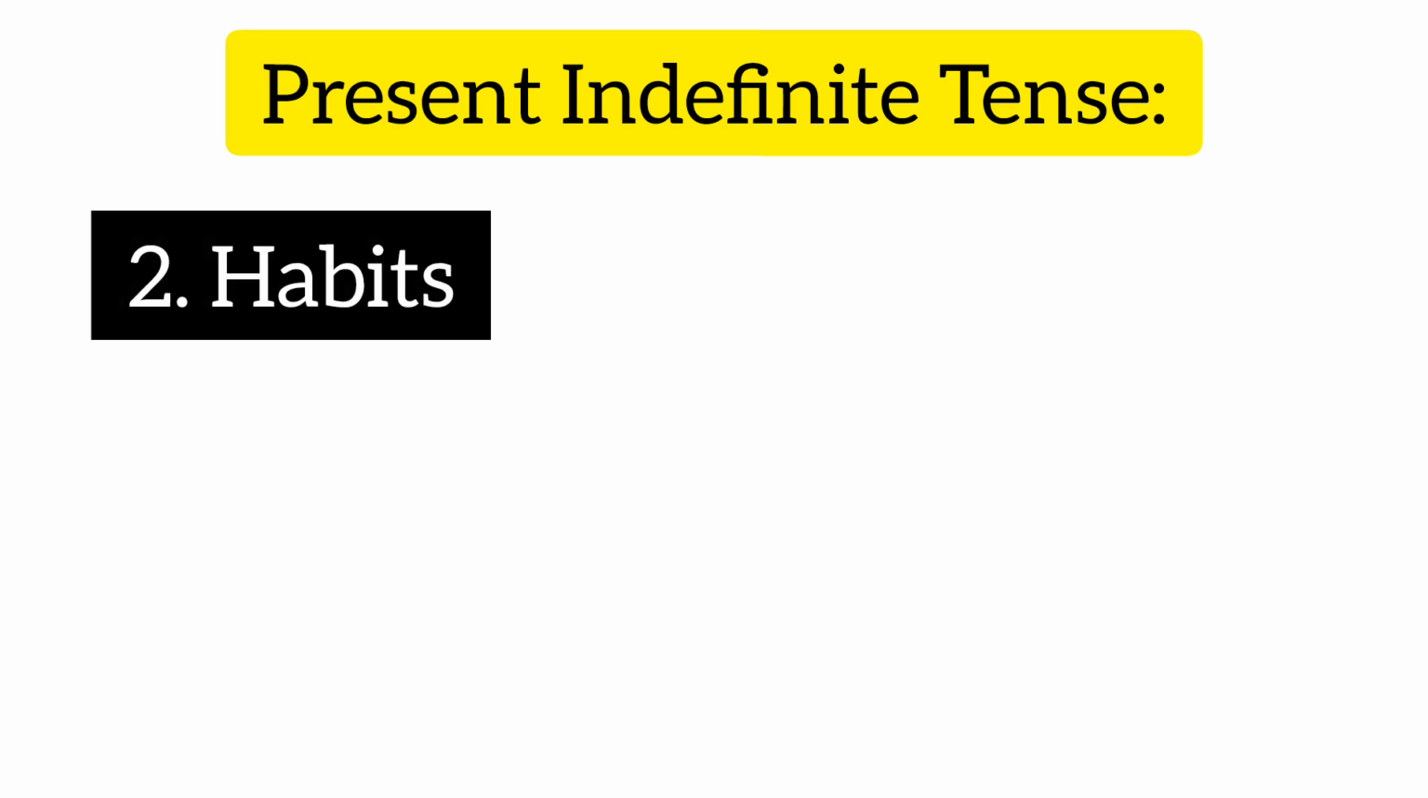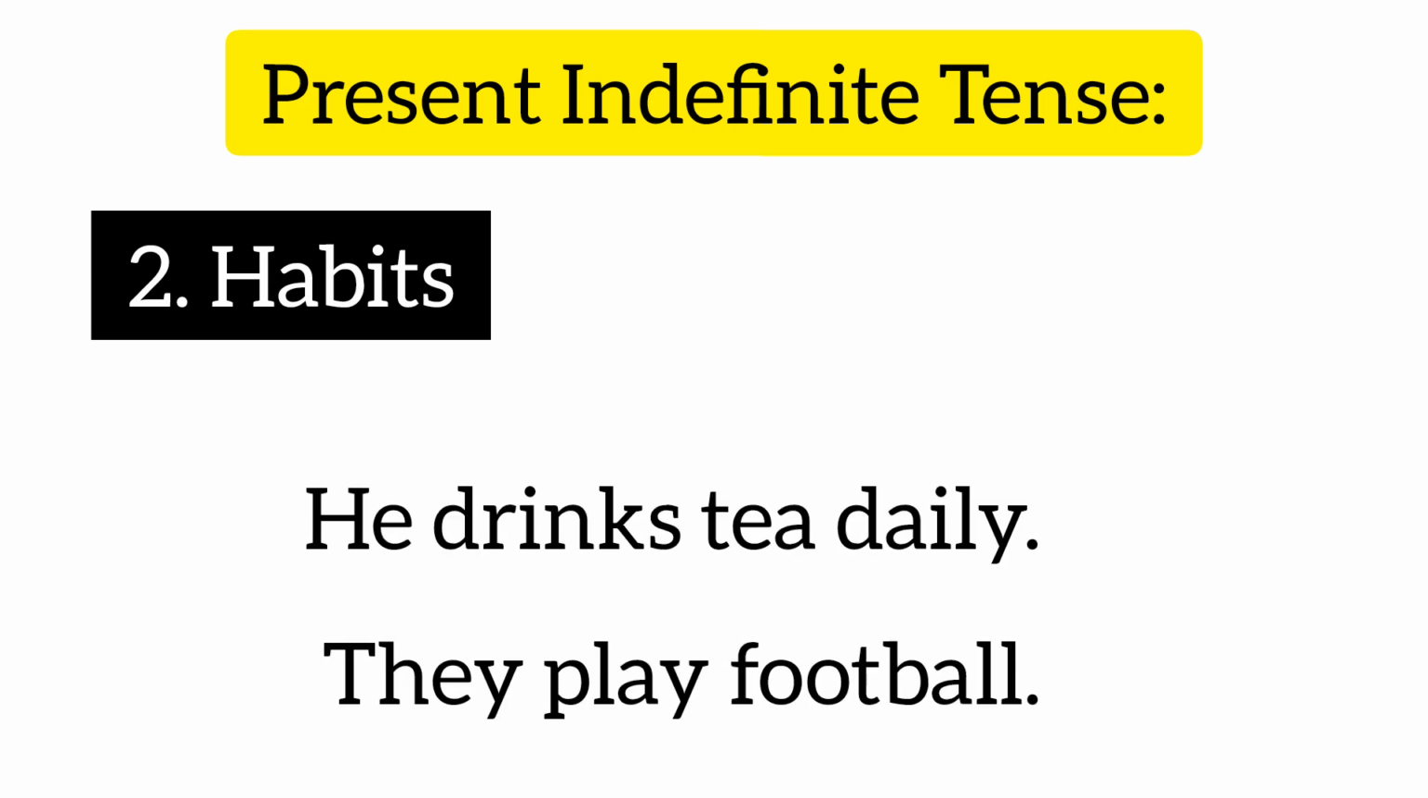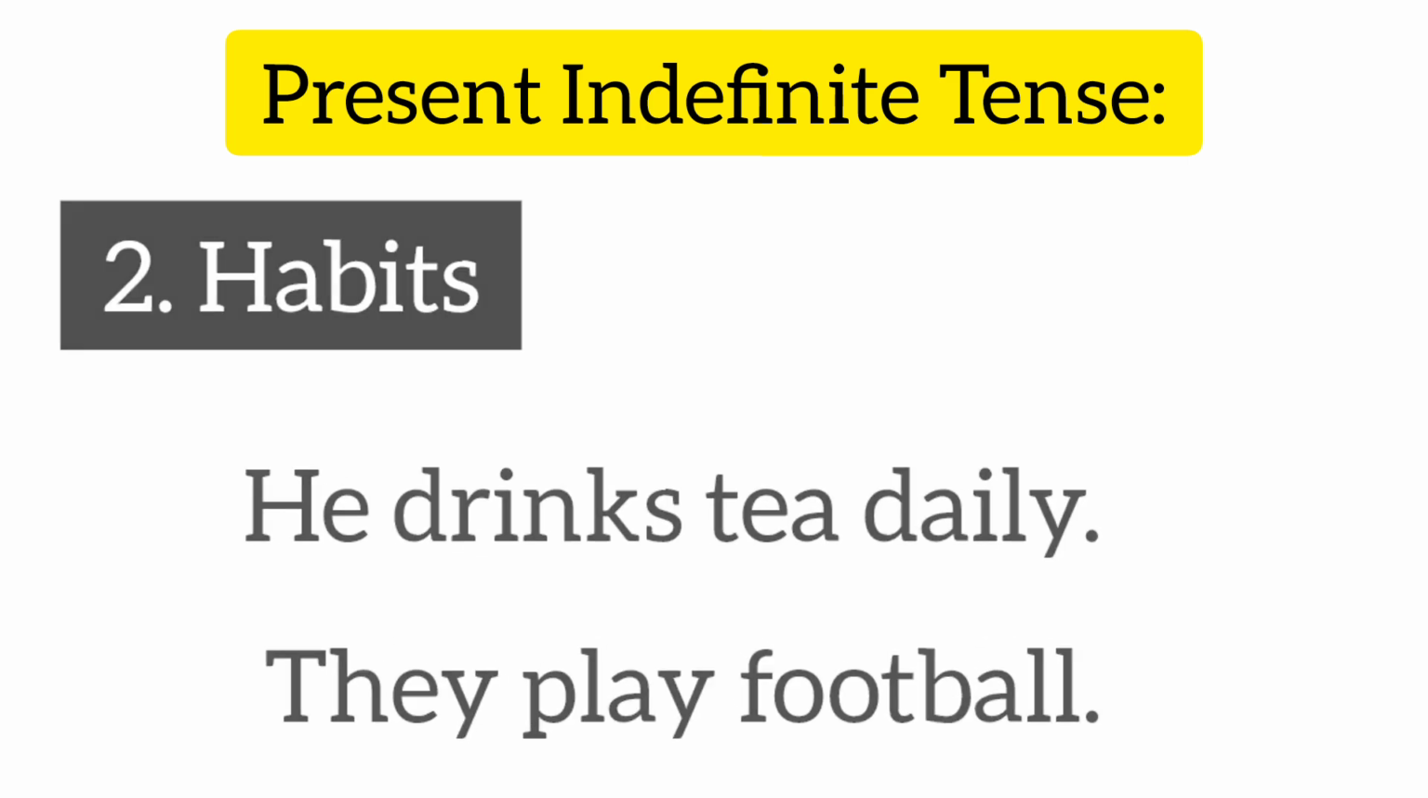The second thing is habit. If you want to tell someone about a habit, you have to use present indefinite tense. For example, look at these sentences. He drinks tea daily. They play football. These are habits, so for such kind of habits, you have to use present indefinite tense.